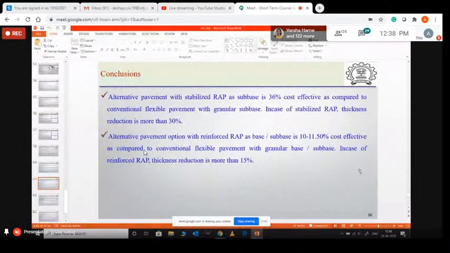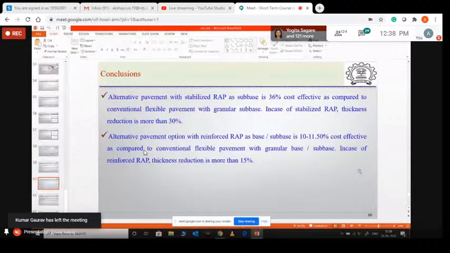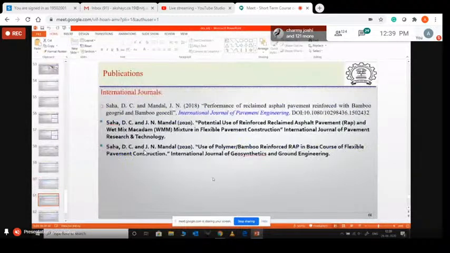So the overall conclusion of this study is like this. If I use stabilized RAP as sub base, stabilized meaning RAP stabilized with crusher waste and cement, cost reduction was obtained as 37%, and material reduction was about 30%. Similarly, if I use reinforced RAP as base or sub base, then cost reduction was varying from 6 to 12% basically, and material reduction was about 15%. So this was the basic objective.